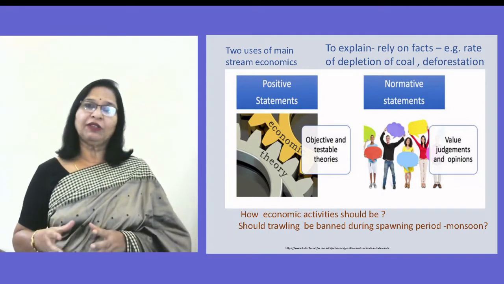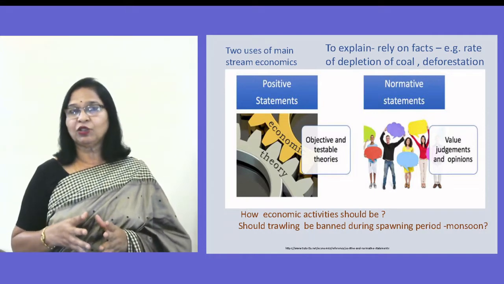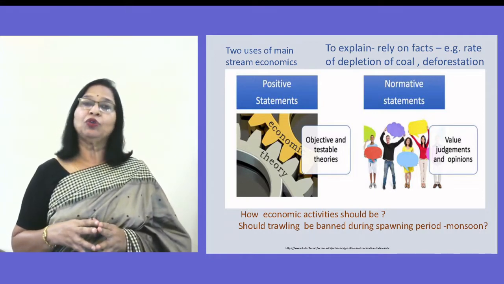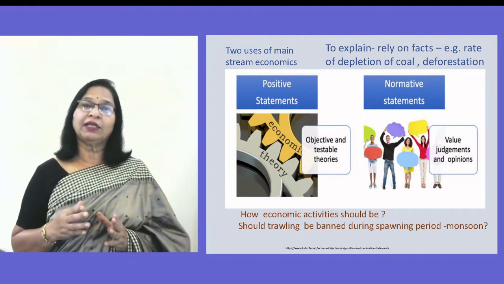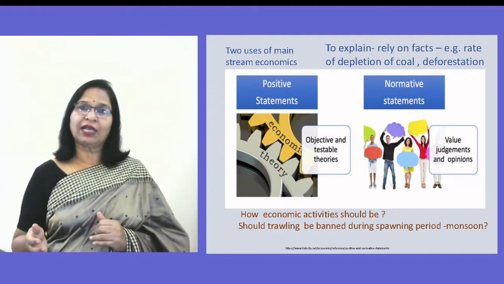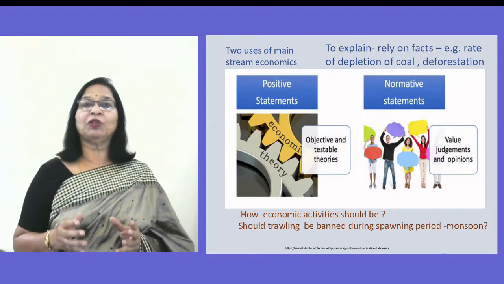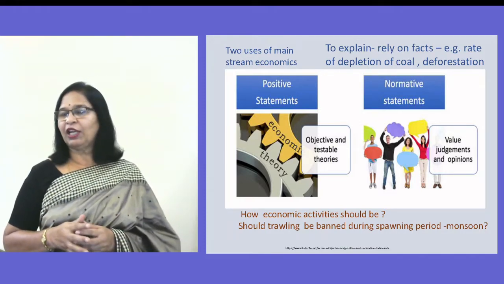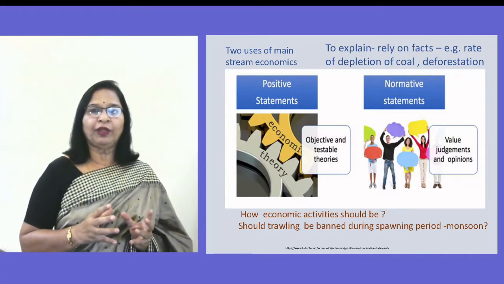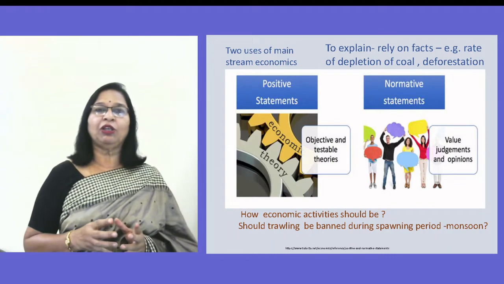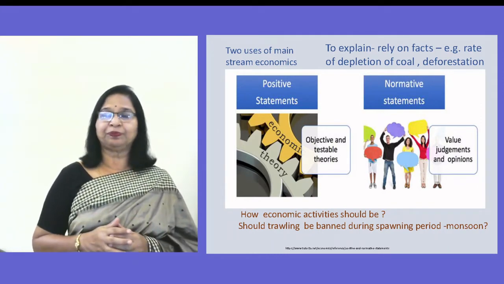As far as positive economics is concerned, it relies on data, it relies on fact. So we need to know what is the rate of depletion of coal, what is the extent of deforestation that is happening, and these can be measured and analyzed because data can be collected on these kinds of matters. These give insight into the destruction that is happening or the availability of natural resources that exist.